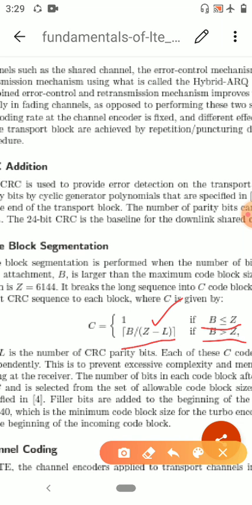The number of bits in each code block after segmentation depends on B and is selected from the set of allowable code block sizes for the turbo encoder. Filler bits are added to the beginning of the first block if needed. If B is less than 40, which is the minimum code block size for the turbo encoder, filler bits are added to the beginning of the incoming code blocks.